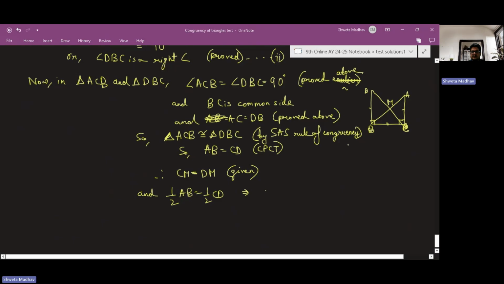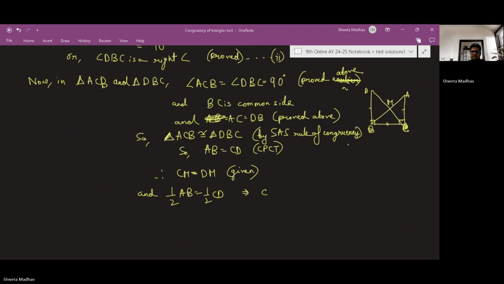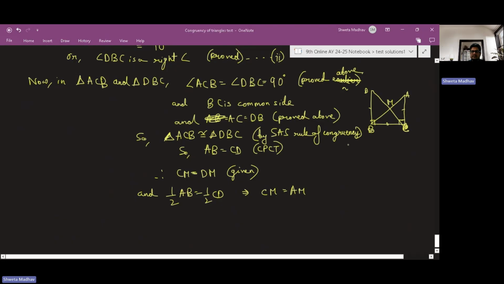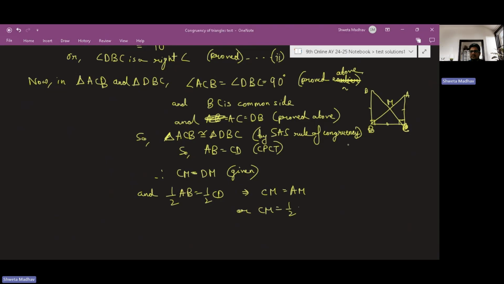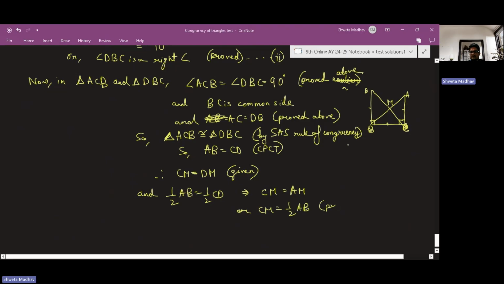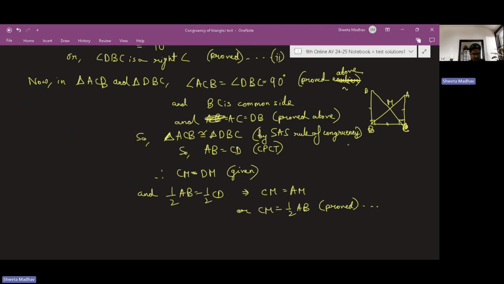So I can say CM is equal to half of CD, and AM is equal to half of AB. CM is equal to AM. Or we can say that CM is equal to half of AB. So hence part 4 has been proved.